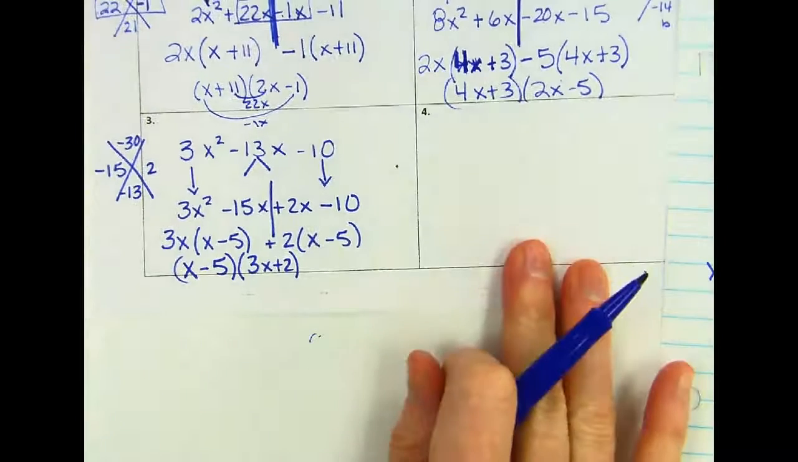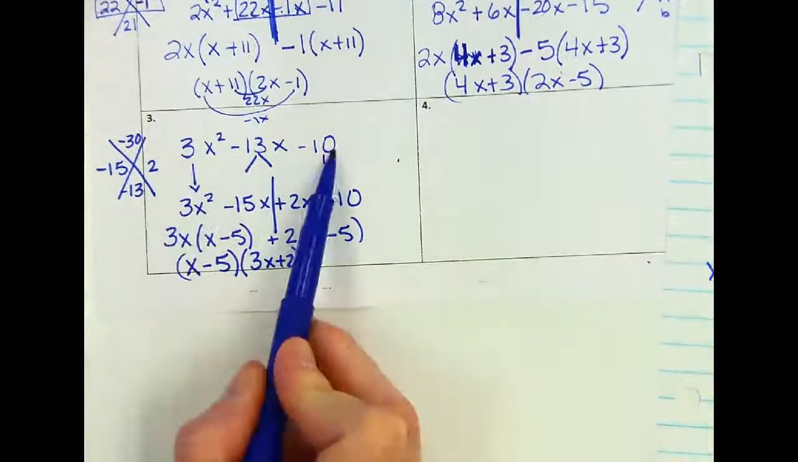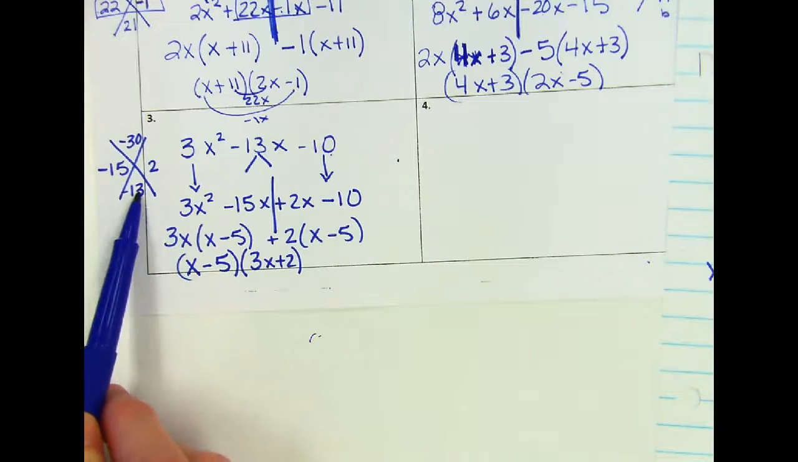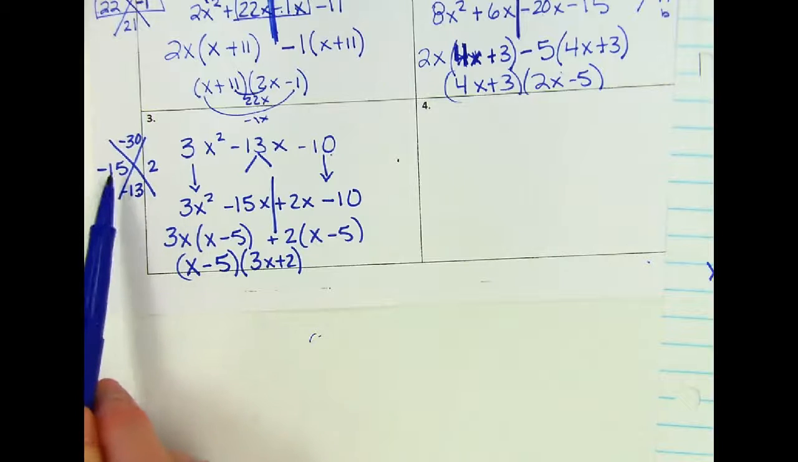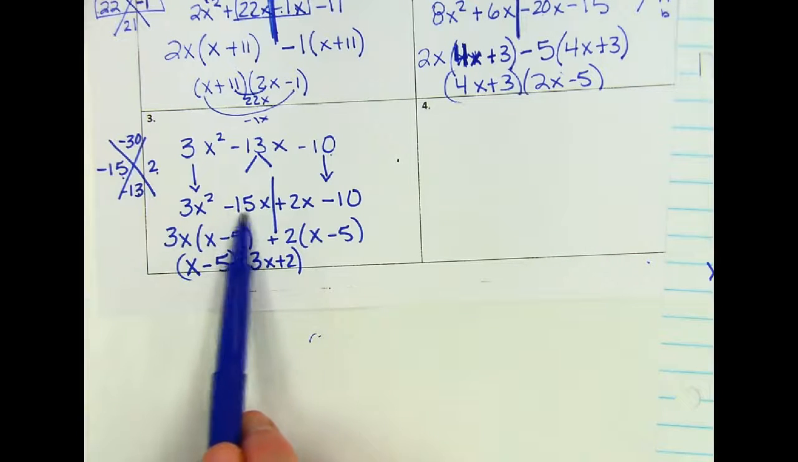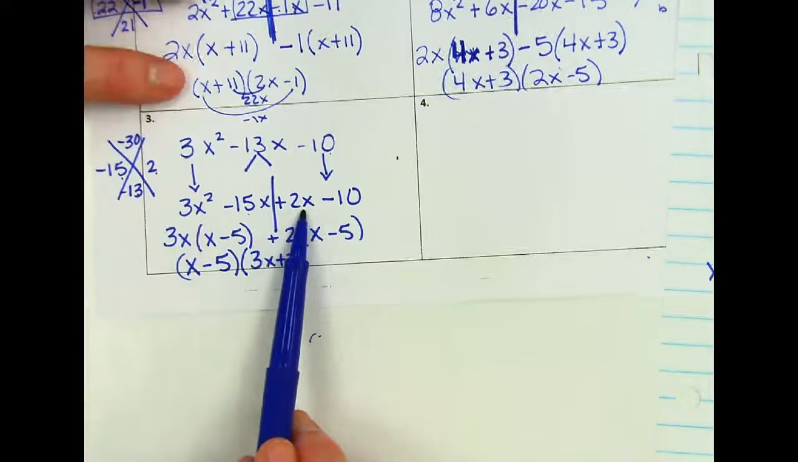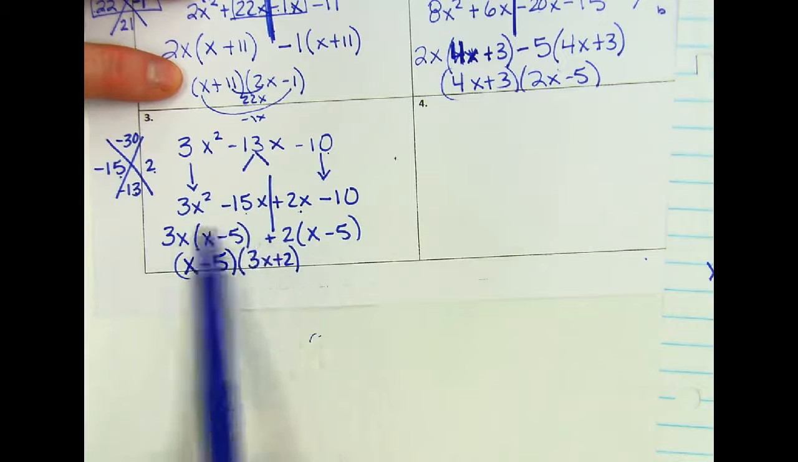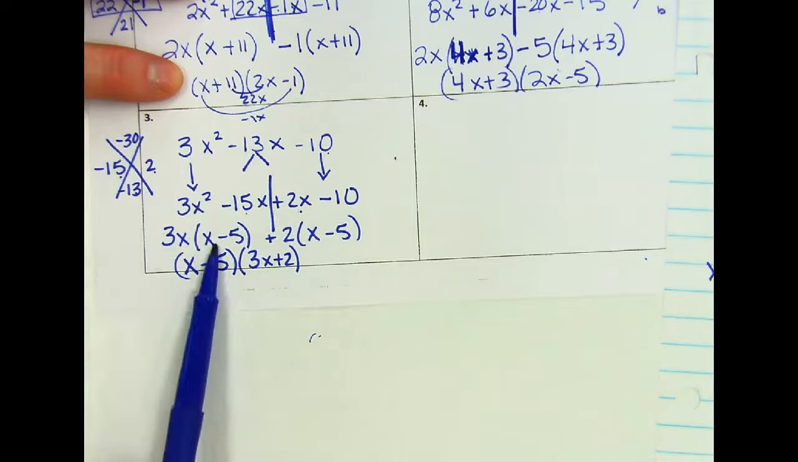Okay, here's my work for the first one here. I multiplied these, negative 30, put the 13 here. I opted to put the negative 15 on the left and the 2 here. So here is the negative 15 here and the 2 here, and I want to show you how, when I did it this way, I had an x minus 5 match.